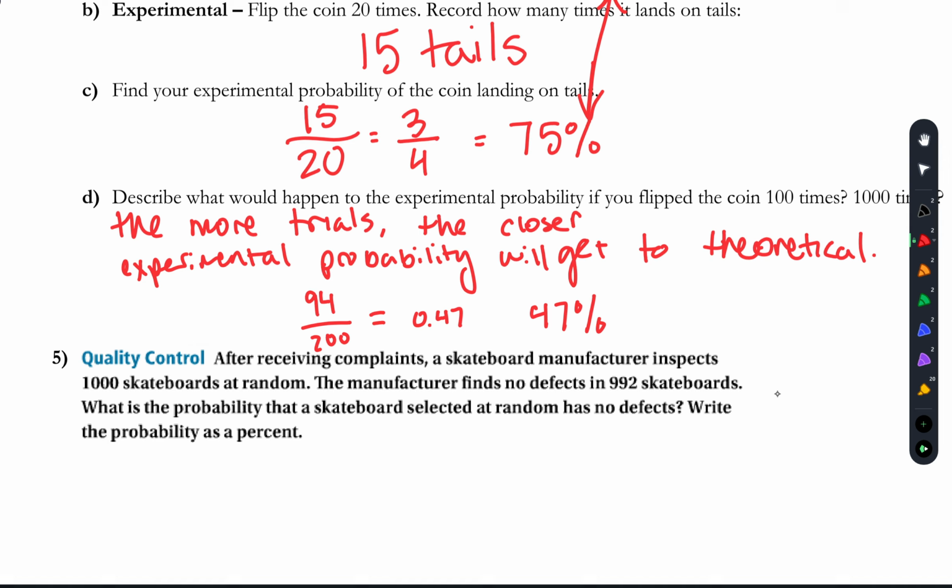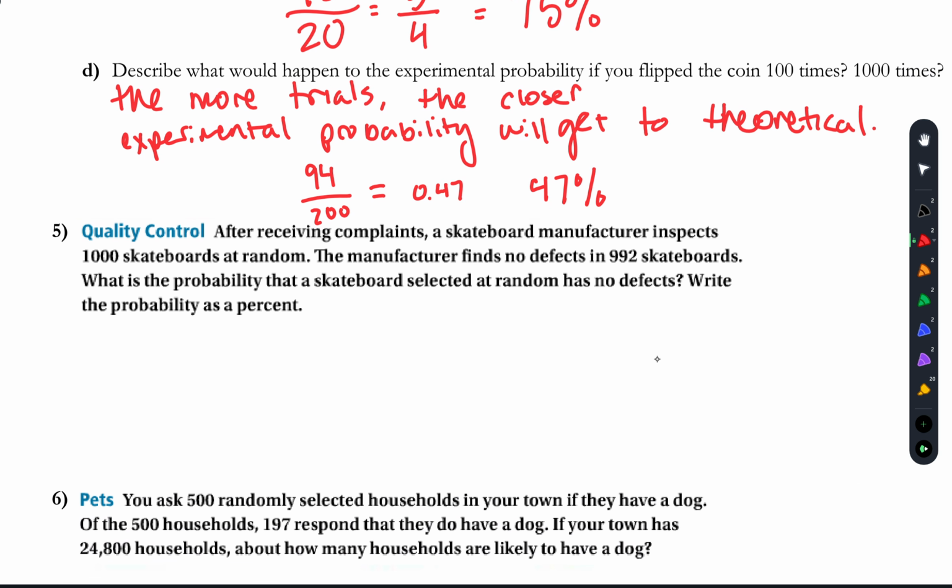Okay. I got 2 more problems and then we're done. So stick with me for 2 more, please. After receiving complaints, a skateboard manufacturer inspects 1,000 skateboards at random. The manufacturer finds no defects in 992 skateboards. I want to know what's the probability that a skateboard selected at random has no defects. So we're going to say the probability of no defects.